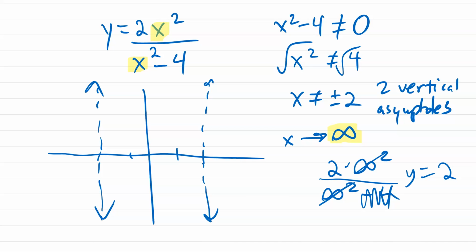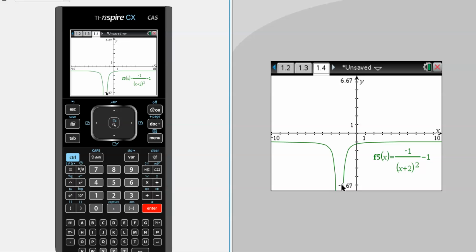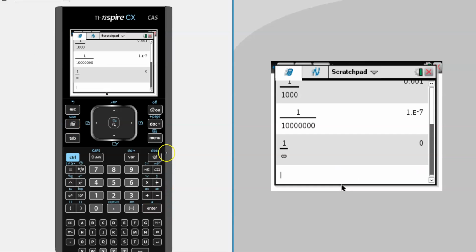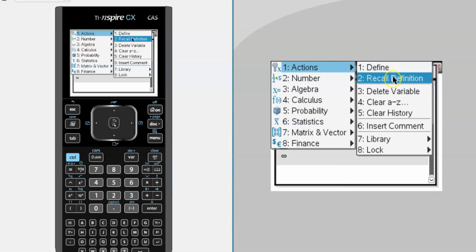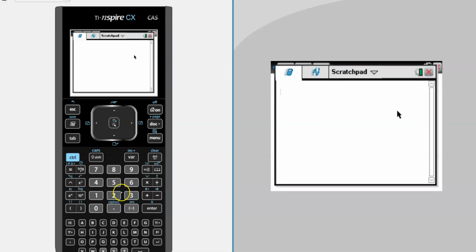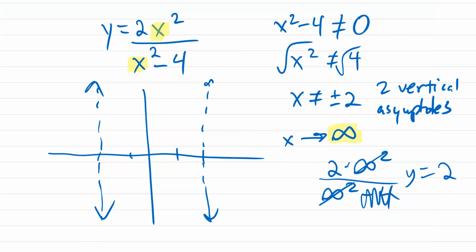Let me show you algebraically what I'm doing here, okay? So 2 infinity squared over infinity squared minus 4. If I take 2 times some number squared, divided by that number squared, minus 4.